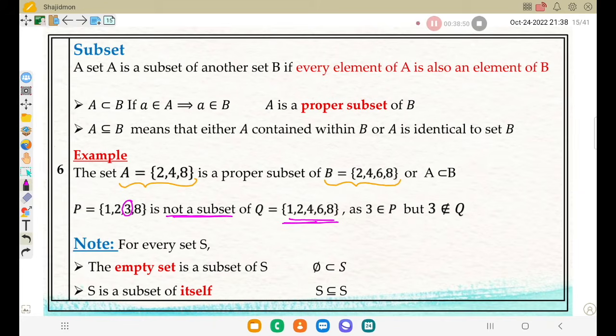I hope you understood. Now, whenever we take a set, phi, the empty set, is a subset of all sets. The empty set should be a subset of every set. And the same set S is a subset of itself. All sets are subsets of themselves. We can write S is a subset of itself. Understood? So for any set we consider, we can easily write two subsets: phi is a subset of all sets, and the same set is a subset of itself. Keep these two ideas in your mind.